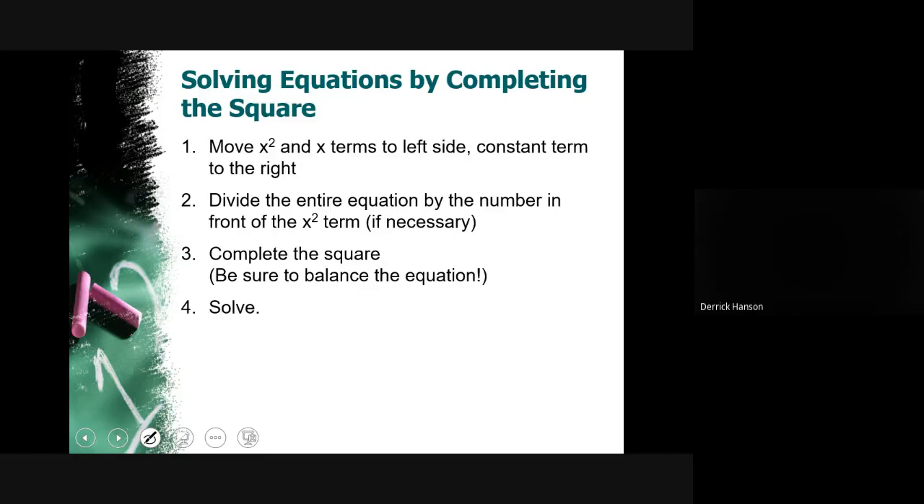Step 2, like it says there, is only a possible step. It's only if necessary. If you already have x squared, meaning 1x squared, you're good. But we've already stated, you cannot have anything but 1 in front of x squared, so if there is something there, you will need to divide that out. And obviously, now that we're talking about equations, whatever we do to one part of the equation, we have to do to the entire equation. So if you have to divide something away from x squared, you're dividing everything by that number.